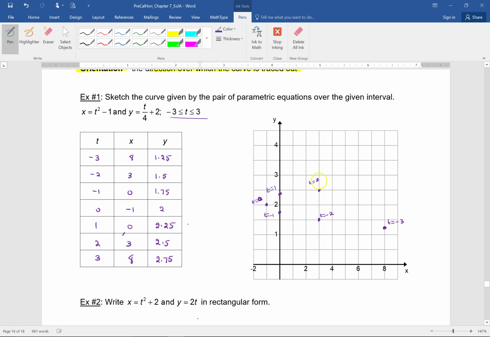And then finally, at 8, we're at 2.75. Which is right there. So now you draw your curve. What is it? It's not upside down, it's a sideways parabola, right? So we graph.